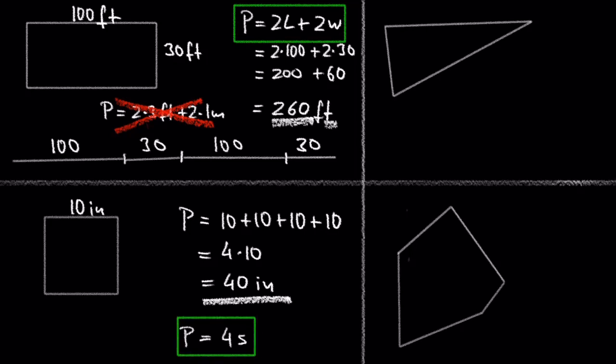What about this triangle? Let's say this side is 3 meters. This side is 5 meters, and this side is 7 meters. What is the perimeter of this triangle? I really encourage you to pause the video and try this on your own. The perimeter is the sum of all the lengths of the sides, so let's add up all the sides. 3 plus 5 plus 7. 3 plus 5 is 8, plus 7 is 15. So the perimeter of this triangle is 15 meters.